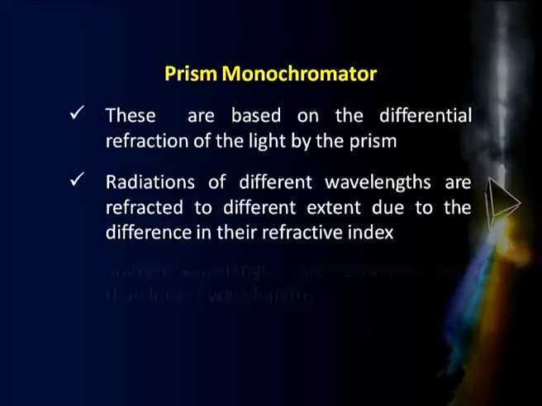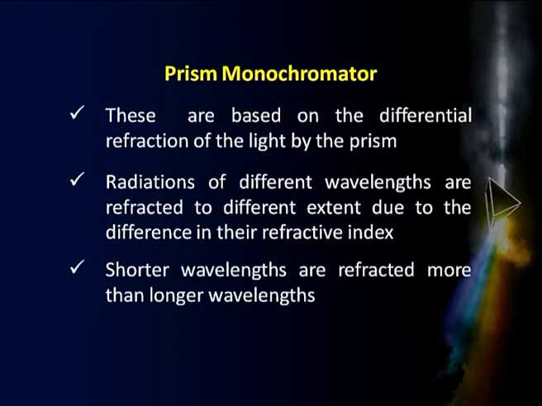When they pass through this prism, the glass prism has different refractive index for all these different wavelengths. As a consequence, they get refracted to different extents. So, they get separated over there. That is made use of in creating a prism monochromator. As we know, the shorter wavelengths are refracted more than the longer wavelengths. Let us see how we make use of it.